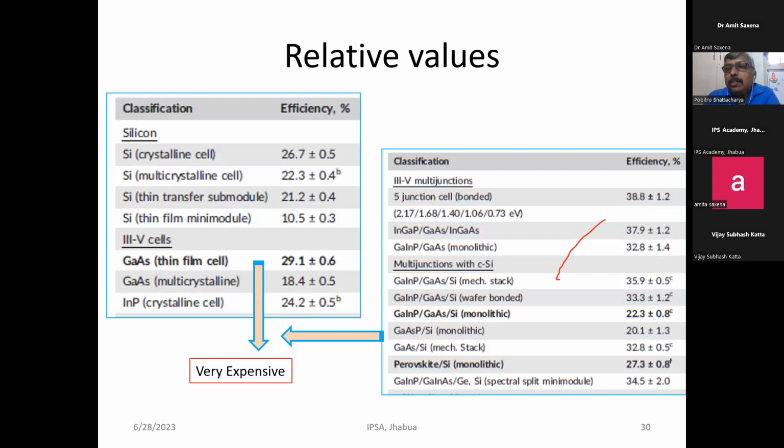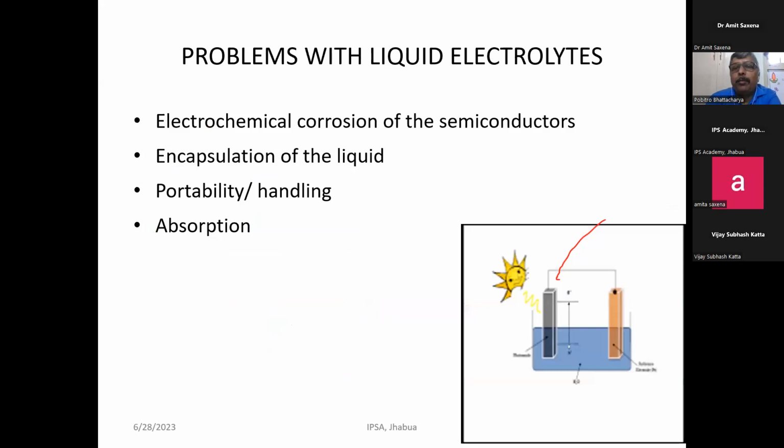If we compare these solar cells, as reported by Martin Green's lab, you can see that the crystalline systems give pretty high efficiency, but they are very expensive, and therefore that is the reason why the third generation solar cells came in, and they are based on the electrolytes.